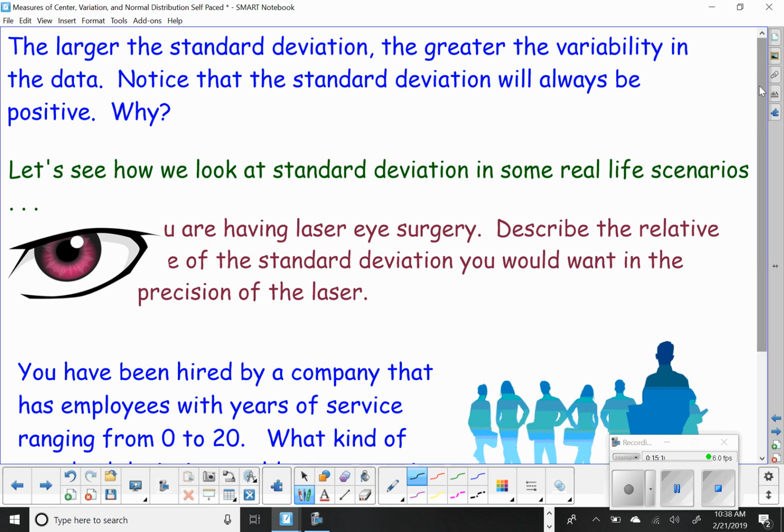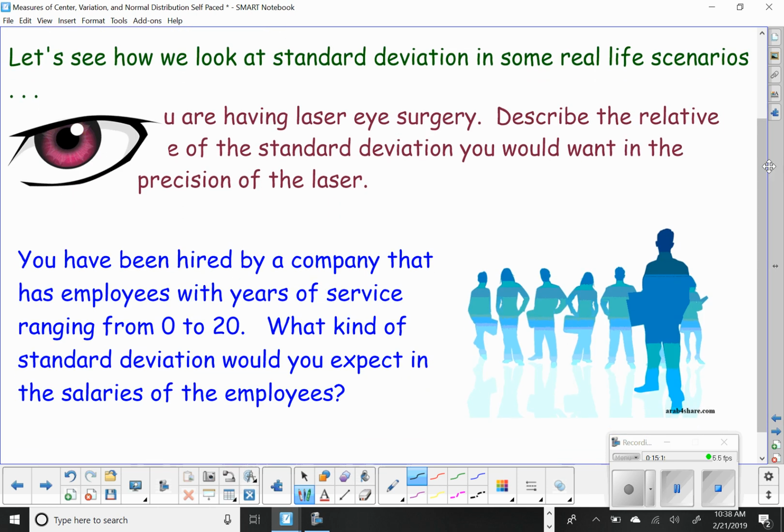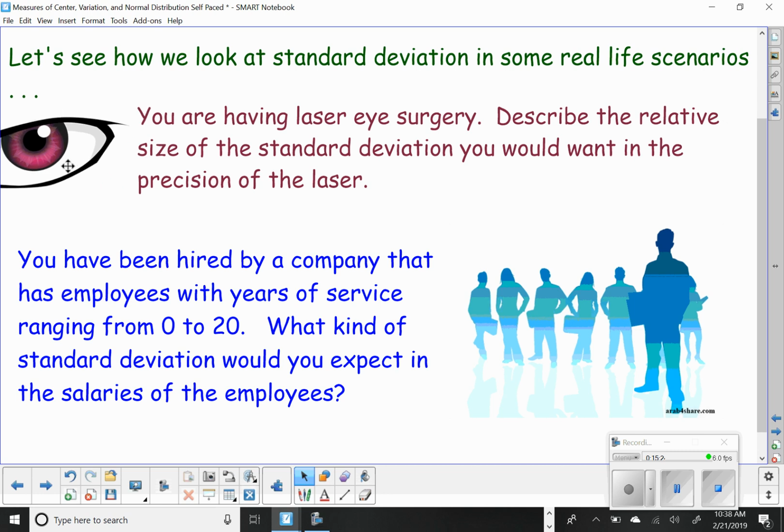Now, one thing that I do want to explain about standard deviation is some real life scenarios, and the fact that standard deviation being big or small, sometimes you want a big standard deviation, sometimes you want a small. Here are two examples. You're having laser eye surgery. Describe the relative size of the standard deviation you would want in the precision of the laser. You're going to operate on my eye, and you need to be very precise. I want a very small standard deviation in the precision. I want that thing to be spot on. So I want a standard deviation of as close to 0 as possible.